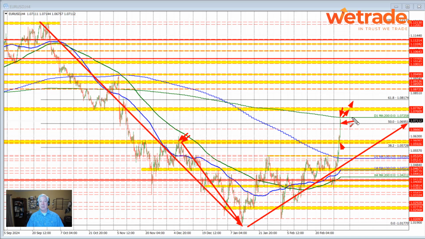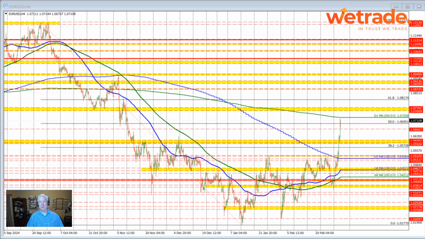We could see willing sellers leaning against that level with hopes that the price rotates back below the 50% retracement, and then this time is disappointed in the move and starts to perhaps move back toward this swing area right through here, which comes in at 1.0592, right around the 1.06 level. So be aware of that possibility as well.